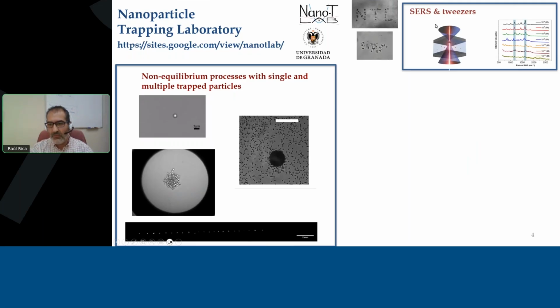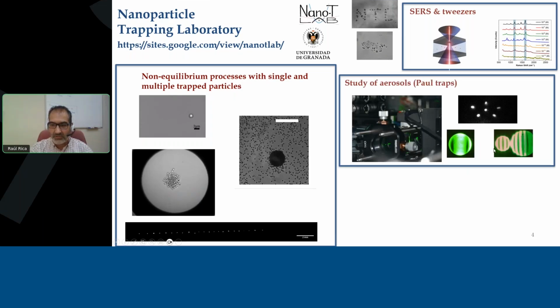We also have our optical tweezers device combined with a Raman spectroscopy device, so that we are lately using it to measure the surface-enhanced Raman spectroscopy of molecules of interest, like dopamine, for example. We also study aerosols, like optical properties of aerosols. Down here, you see a small particle that scatters light, and it is levitated by an electromagnetic field. By looking at the interference fringes that are created when a laser is shining on them, we can extract information about the optical properties of droplets, for example, that are levitated in a Paul trap at ambient pressure.